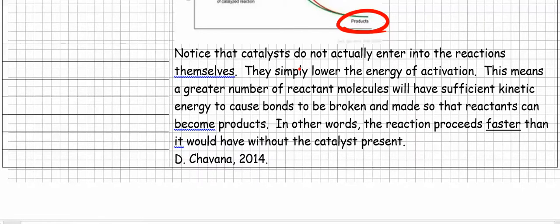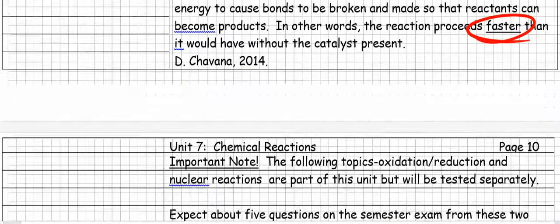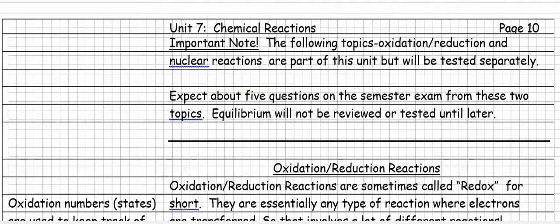We're going to notice that catalysts do not actually enter into the reaction themselves. They simply lower the energy of activation. This means a greater number of reactant molecules will have sufficient kinetic energy to cause bonds to be broken and made so that reactants can become product. In other words, the reaction proceeds faster than it would have if there had not been a catalyst present. So that's the action of a catalyst, all right? Okay, so I hope that is clear.